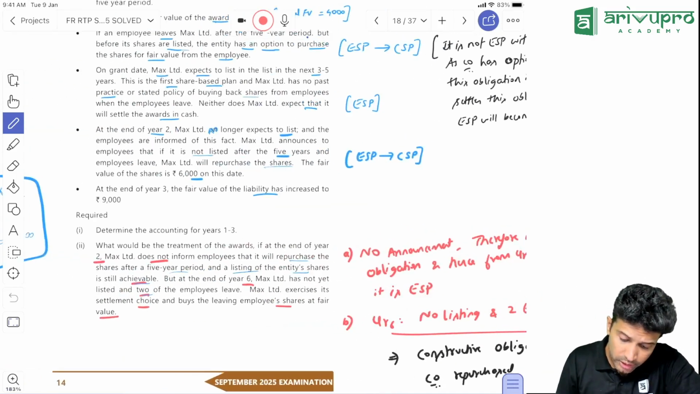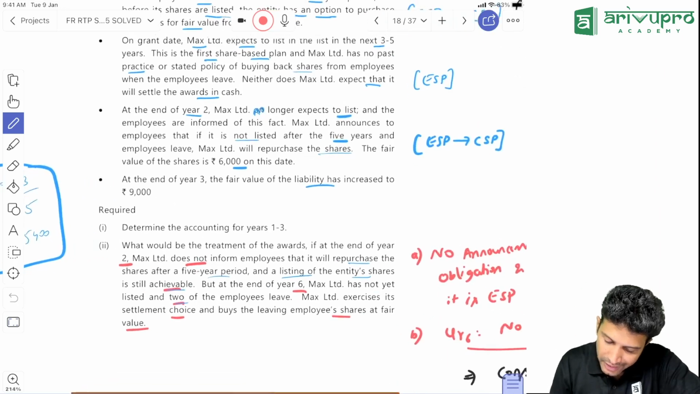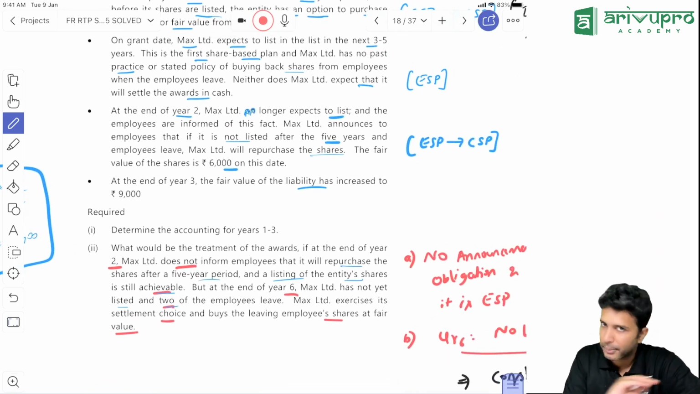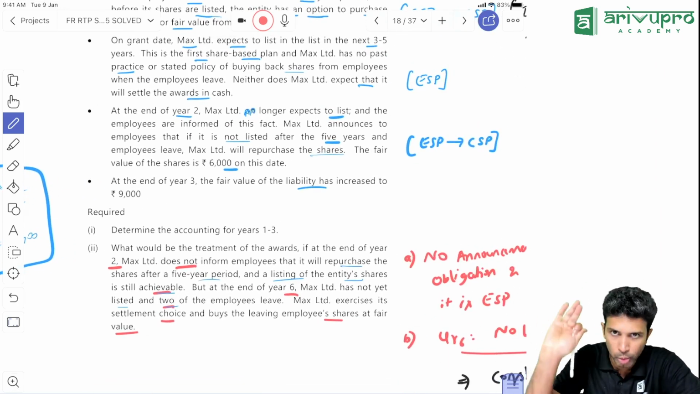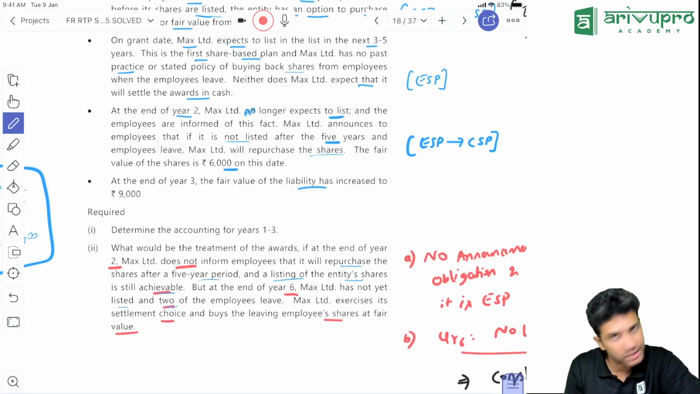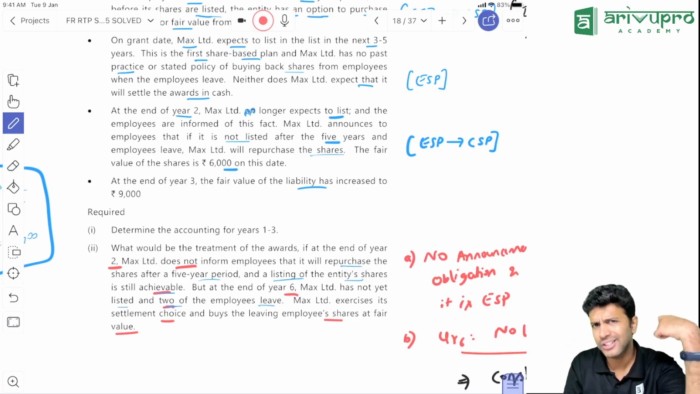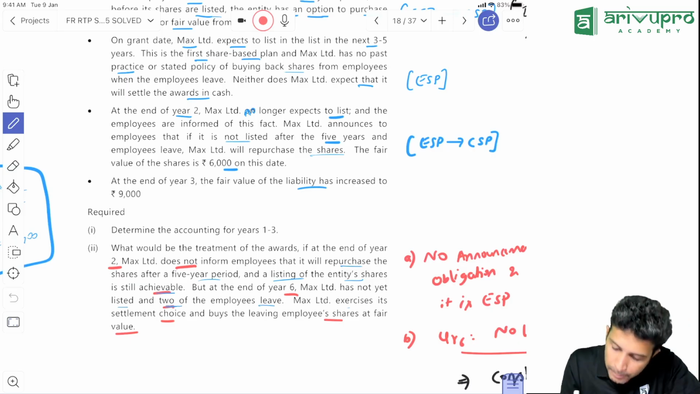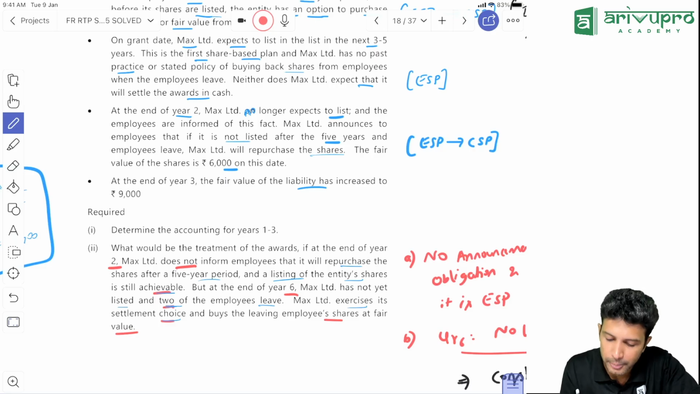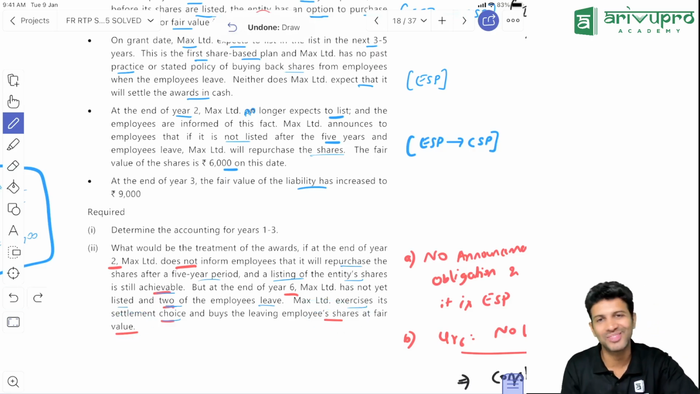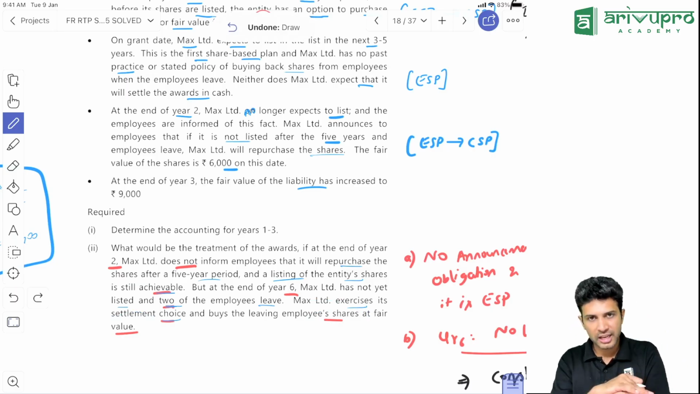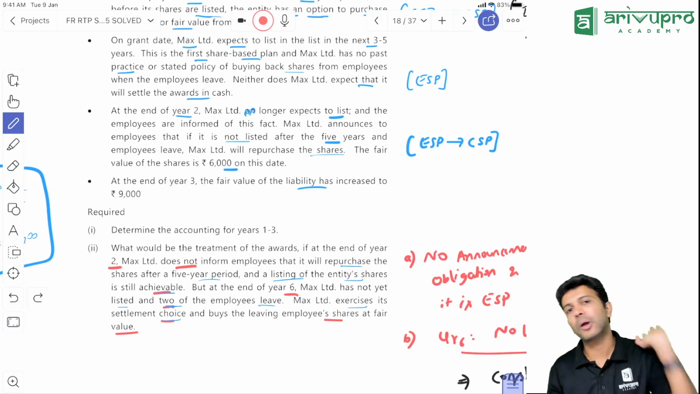Now, 6th year, what did the company do? Check. But at the end of 6th year, Max has not yet listed. The company did not get listed. Vesting period over. 6th year came. 6th year ending came. Company shares not listed. 2 employees left. There are many employees. Of those, 2 employees left, and Max Limited exercised the settlement choice and buys the leaving employees' shares at fair value. At the end of 6th year, shares were not listed, but 2 employees left.